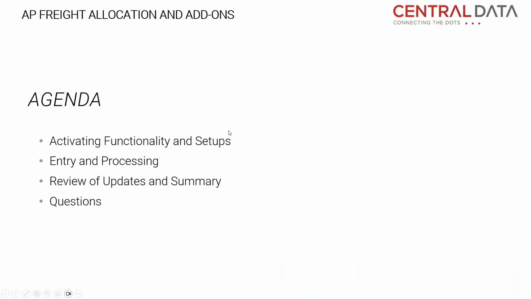So here is our agenda for today. We are going to talk about what it takes to activate the functionality. Frankly, it takes me longer to say that than to do it. The other setups that are involved in having our processing work, so what setups we need to get done first. We'll also do some entry and processing of transactions so that you can see what is going to be different from what you do today when you turn this on. And then after we complete all of the processing, we'll go in and look at, all right, well, what actually happened? And we'll do a summary overview as well, and then have a little time at the end for questions.